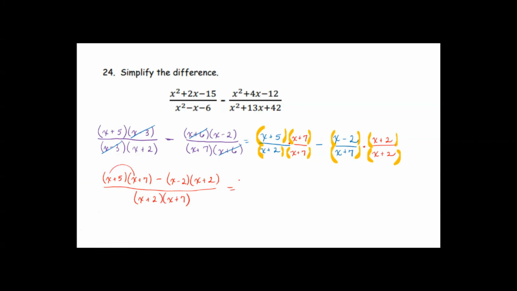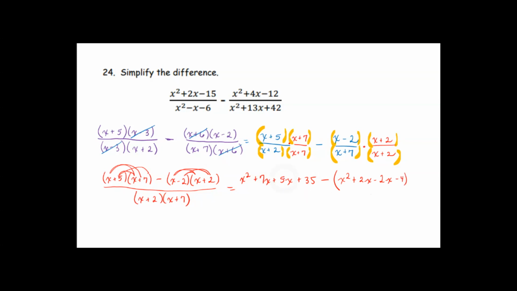X times x is x squared. X times 7 is 7x. 5 times x is 5x. And 5 times 7 is 35. Now I've got a minus, so I'm going to be real careful by putting a parentheses there. Let's do x times x is x squared. X times 2 is 2x. Negative 2 times x is negative 2x. And negative 2 times 2 is negative 4.